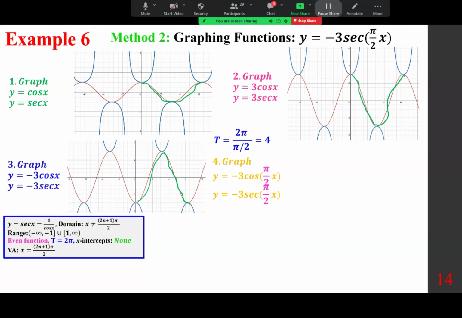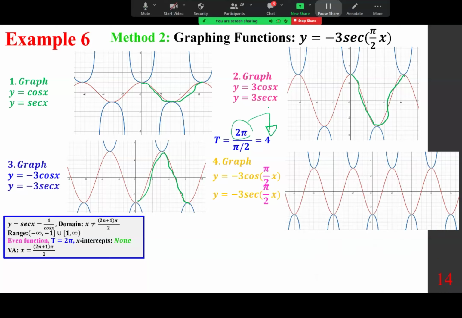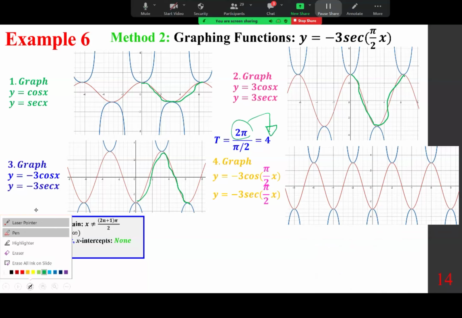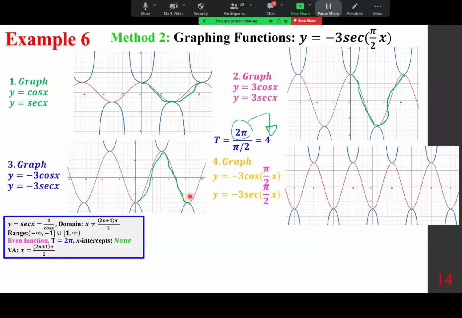Now the 2 pi changes to 4. It's going to go from 0 to 4 because the period of 2 pi has changed to 4. Take a look. If you look at this one, it is almost 6.28. But if you look at this one, what is this number? This number is 4. That's all you have to do.